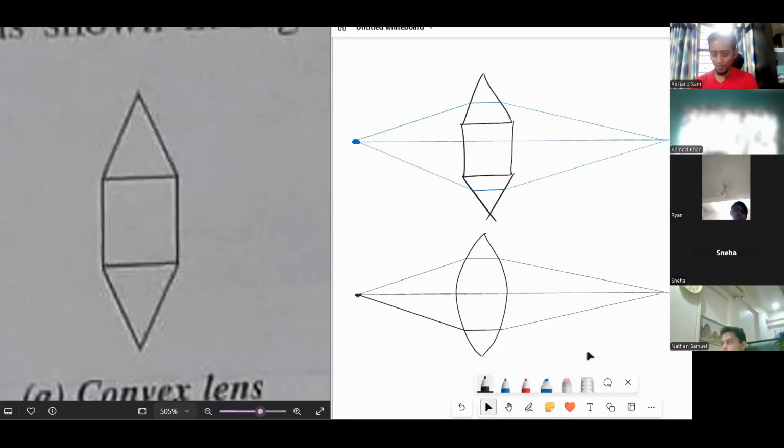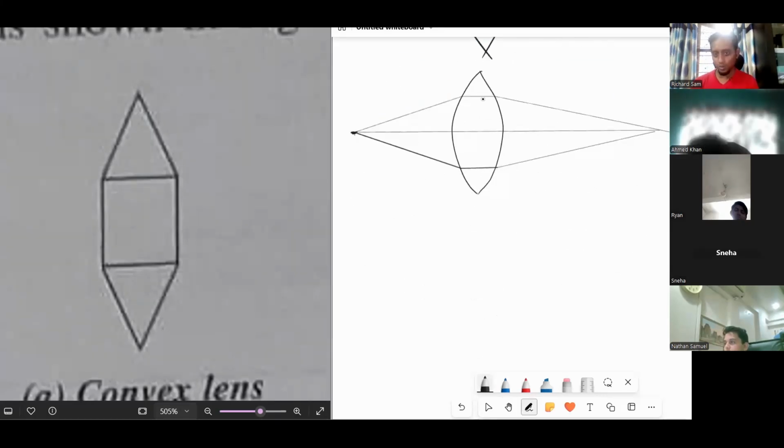But when we draw the lens, we don't show two refractions taking place. That is actually what's happening. There's one refraction at the left side surface and one refraction at the right side surface. How do we draw it when we draw?